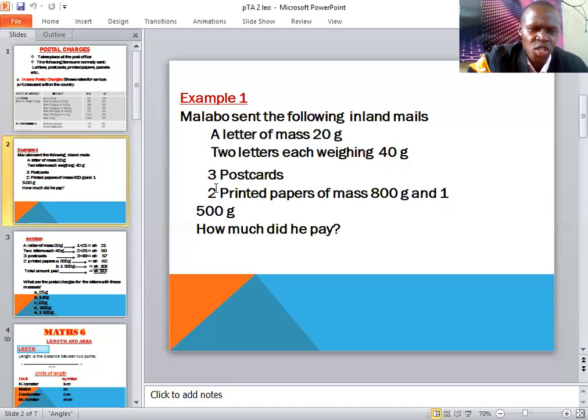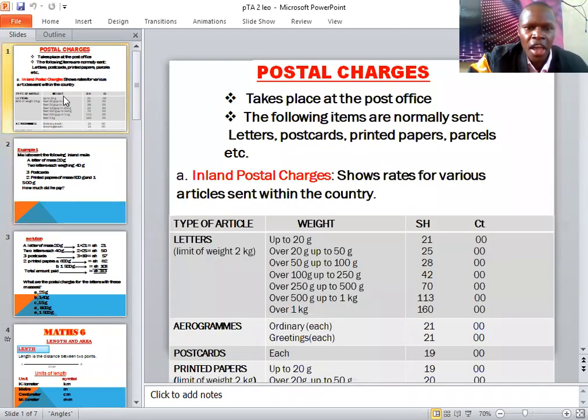Fine. Let's go through this question together. What was being sent? The first item, a letter of mass 20 grams. We shall come back to our table. A letter weighing 20 grams. How much was that? 21 shillings.